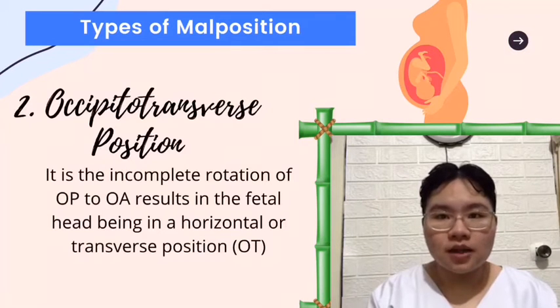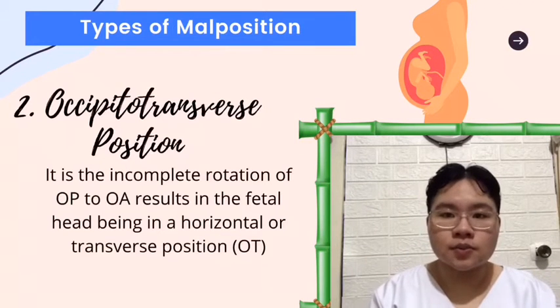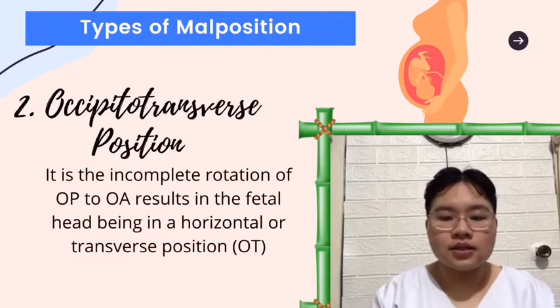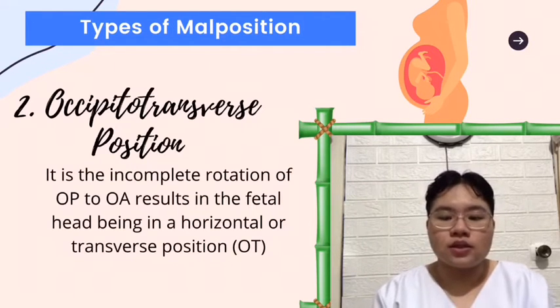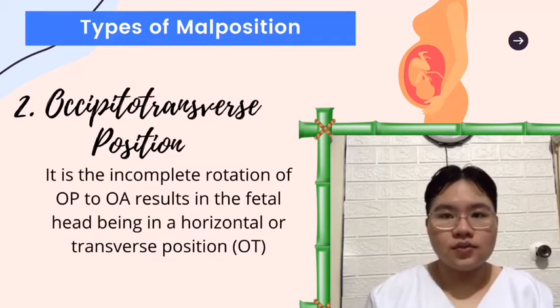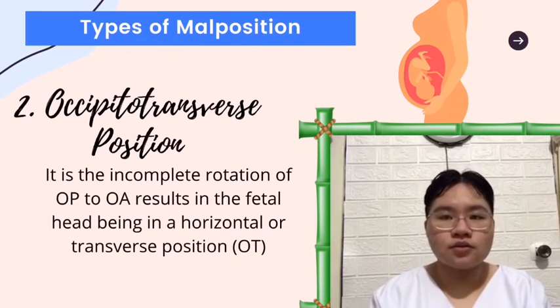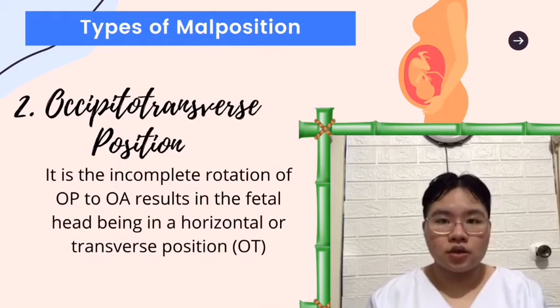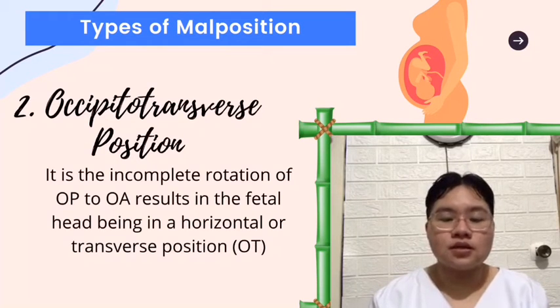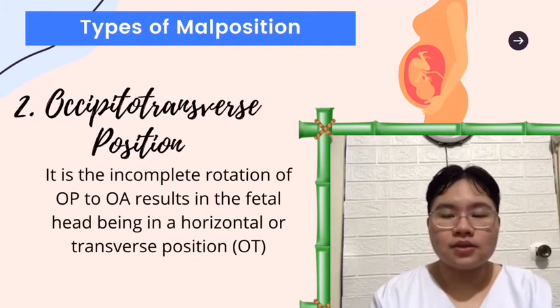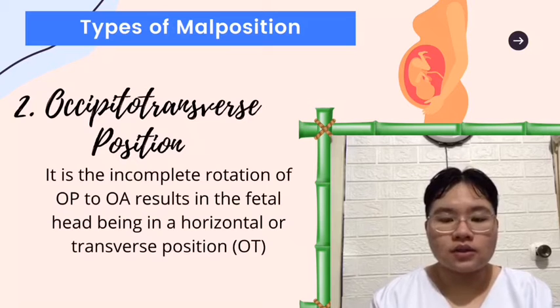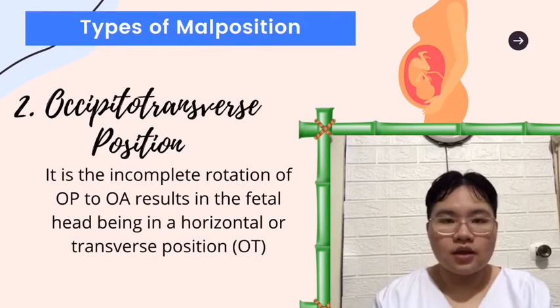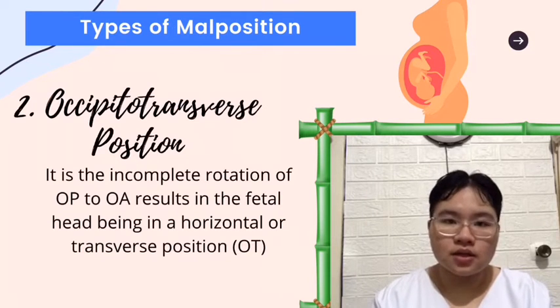The second type of malposition is the occipito-transverse position. It is the incomplete rotation of the OP to OA, which results in the fetal head being in the horizontal or transverse position. It is when the fetal head engages but for various reasons does not rotate spontaneously in the mid-pelvis as in normal labor. Mid-pelvic transverse arrest is diagnosed. Occasionally, it occurs at the inlet, with molding and caput succedaneum formation falsely indicating a lower descent. In this type of malposition, cesarean section is required.